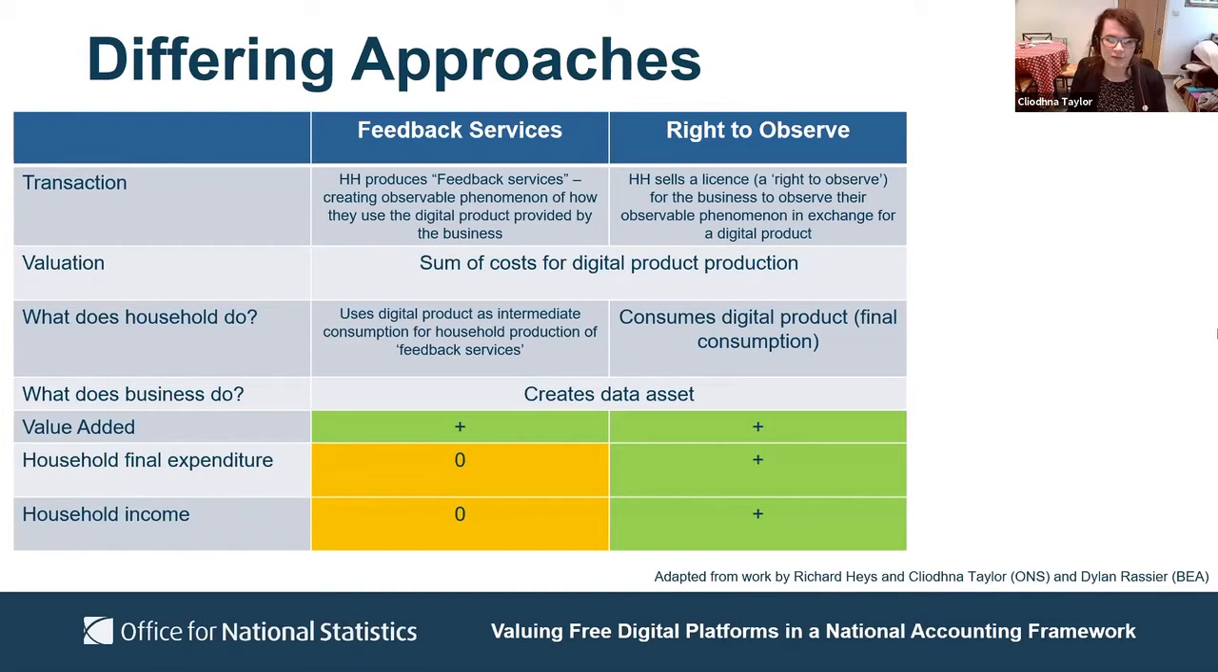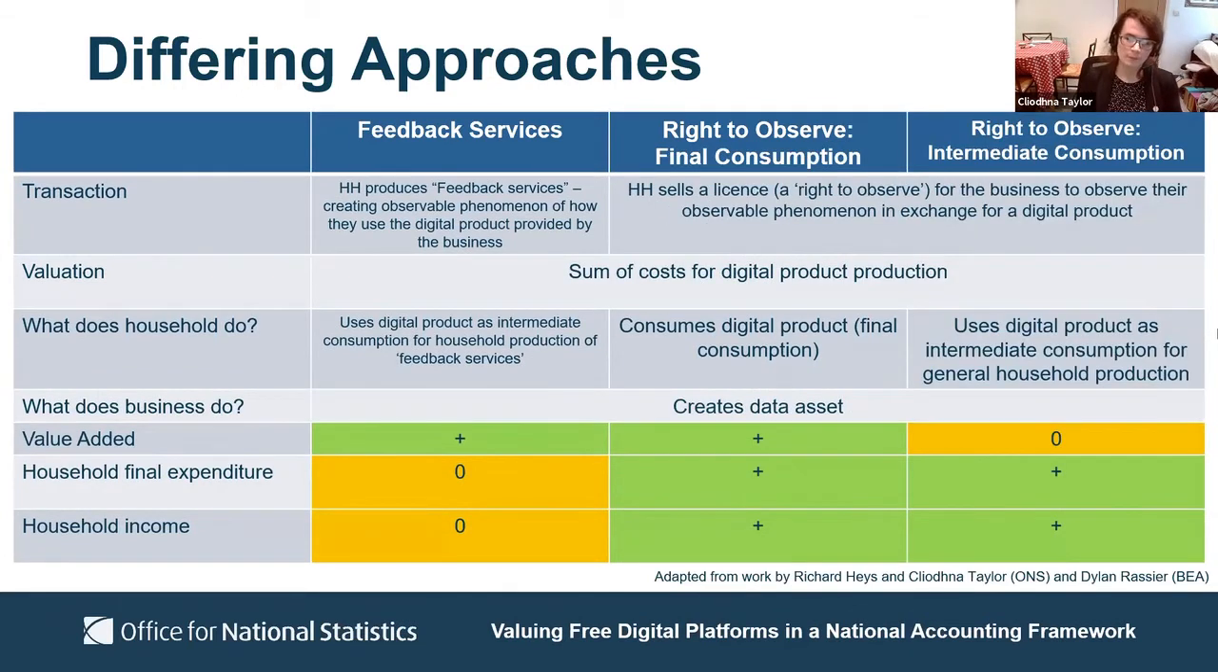But this has also highlighted the importance that the household has had in all of this process. And when we've been thinking about expanding our concepts of economic welfare, I think it's also important to consider the possibility of embedding something like the right to observe into a broader concept of household production. So we have one additional caveat on the right to observe, where instead of interpreting the household's actions as being an act of final consumption, it could be an act of intermediate consumption in another act of general household production.